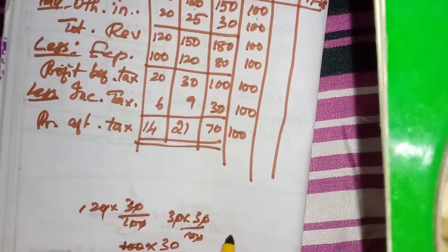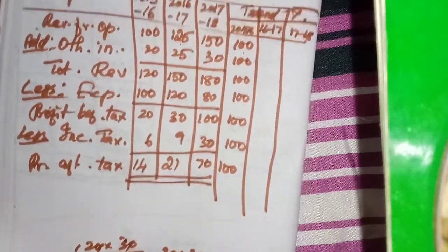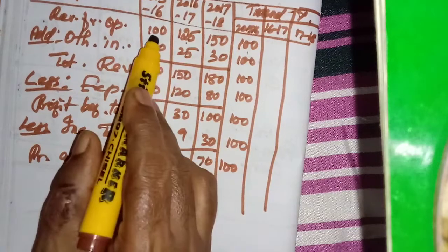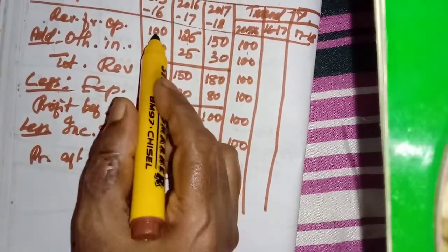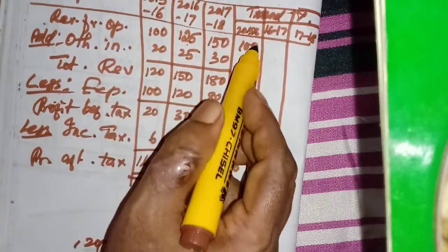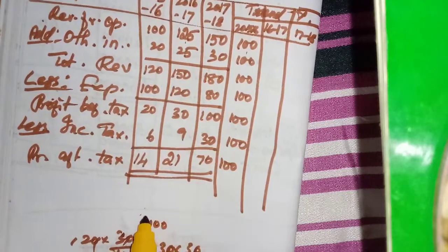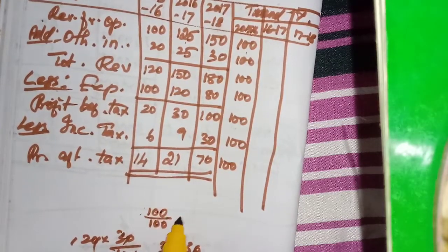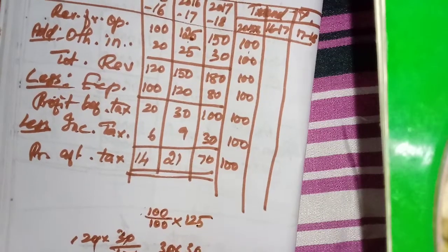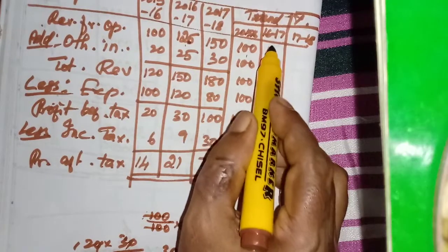See this one for 100, revenue from operation. Here, see, this 100 is this 100, isn't it? For this 100, 15, 16, how much? 100. So, for how much is for 125? Okay, so this will cut 125 only.